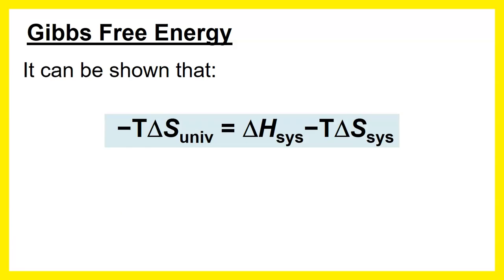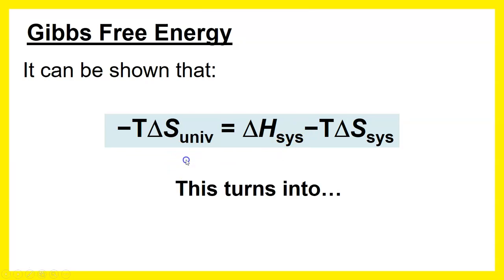We can relate the entropy of the universe to this energy that's available to us through the equation you see here. Remember, we'll be using kelvins for our temperature. So we have information here about our system. We have the enthalpy of our system, we have the entropy of our system, the temperature, and we're able to relate that to the universe.